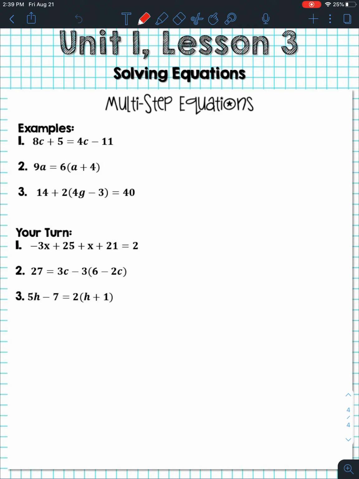Before you start this, you should have finished slides 2 and 3 on the tic-tac-toe. Now I'm going to go through these examples and you can finish up the tic-tac-toe, and then we'll have another assignment solving equations tomorrow, okay?